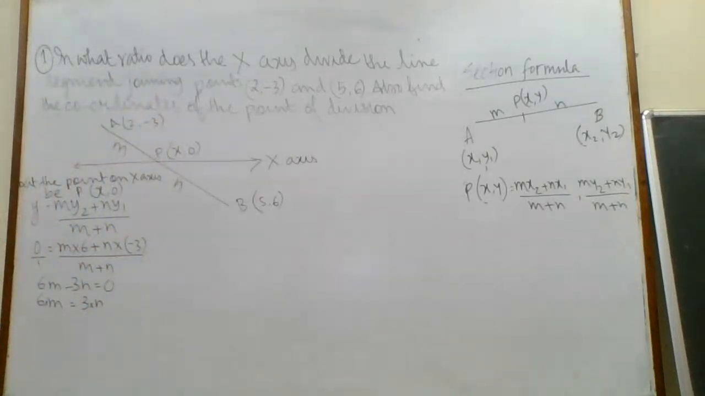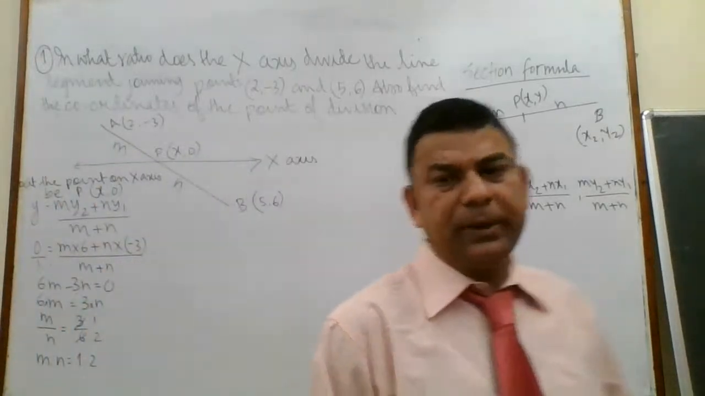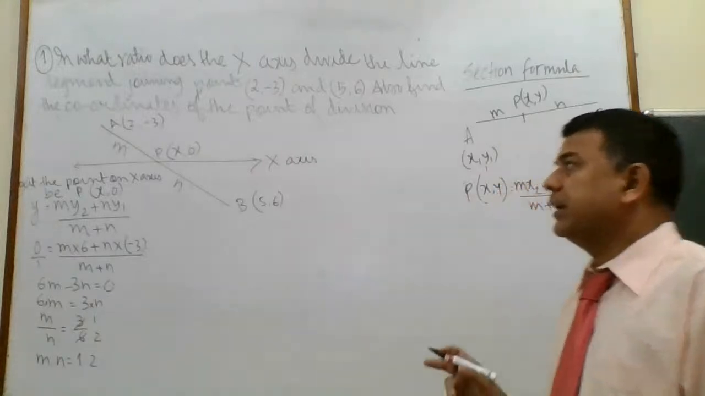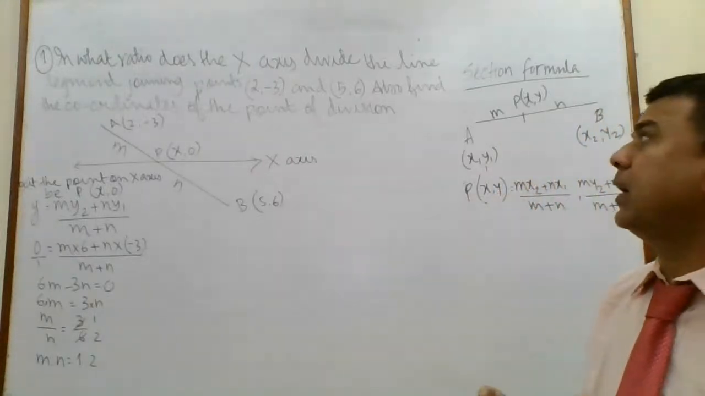But what is our aim? It is to get m is to n, that is m divided by n. So as n is taken to the left hand side, 3 will continue to remain there, and this 6 will go to the right side. It is multiplied, so it will become divided. 3 and 6 will cancel by 1 and 2. So your answer for the first part of the question is m is to n equal to 1 is to 2. That means the x-axis is dividing AB in the ratio 1 is to 2.